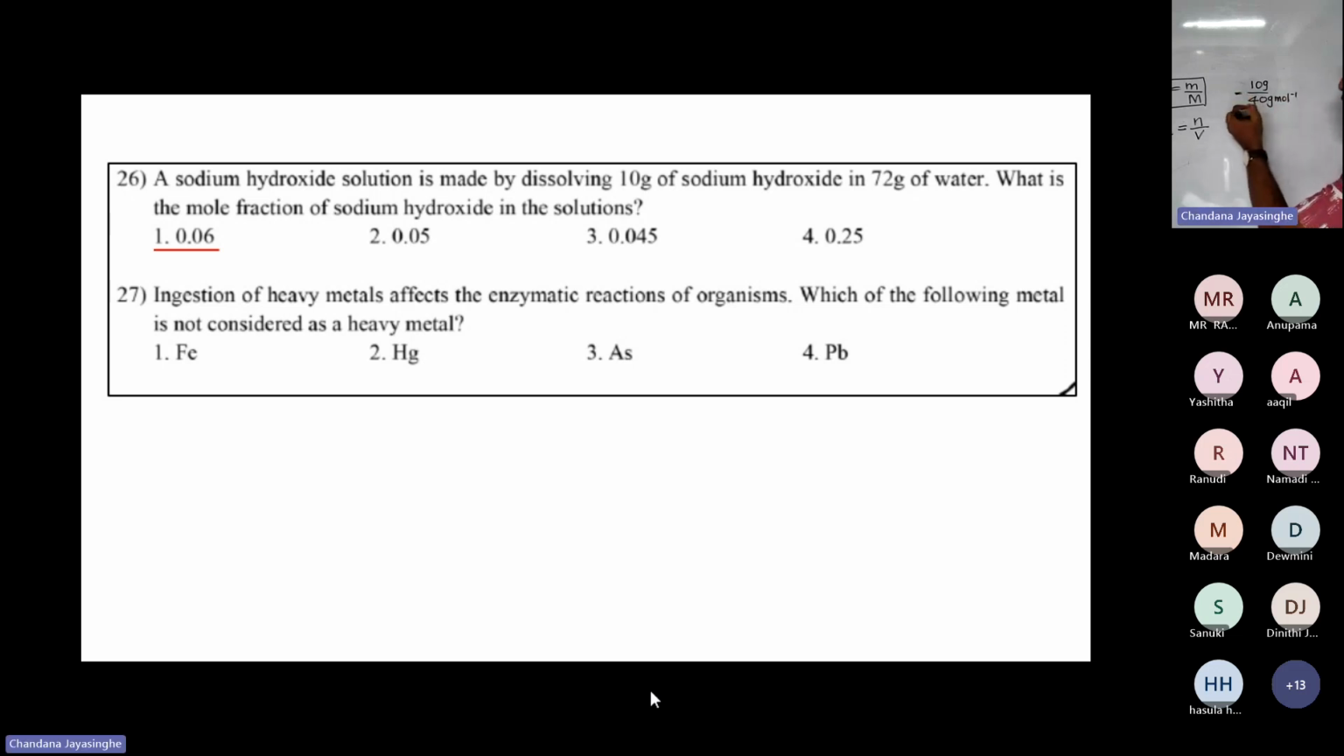Okay, so initially we go for the moles of sodium hydroxide. Then we have to find the answer. Moles of sodium hydroxide is 0.25 moles.